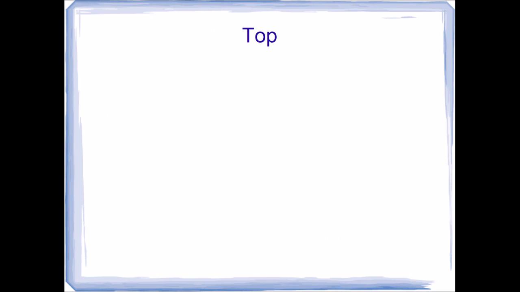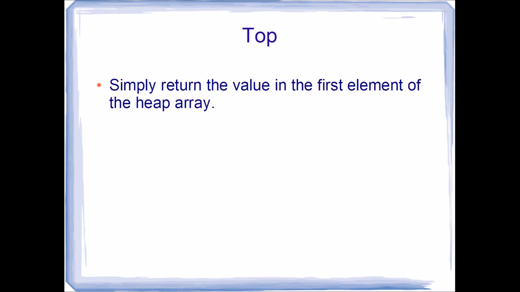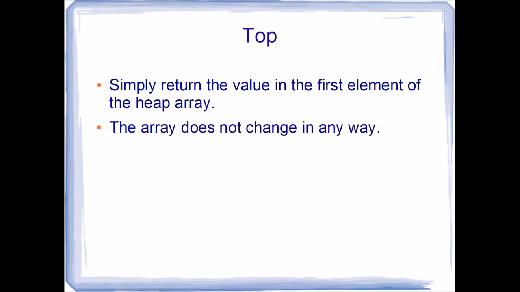So what about the top algorithm? Top algorithm, really simple. Simply return the value in the first element of the heap array. That's it. That's all there is to it. Very fast, very simple. Big O of 1 operation, constant time. The array does not change in any way with this algorithm. All right, so let's look at remove.